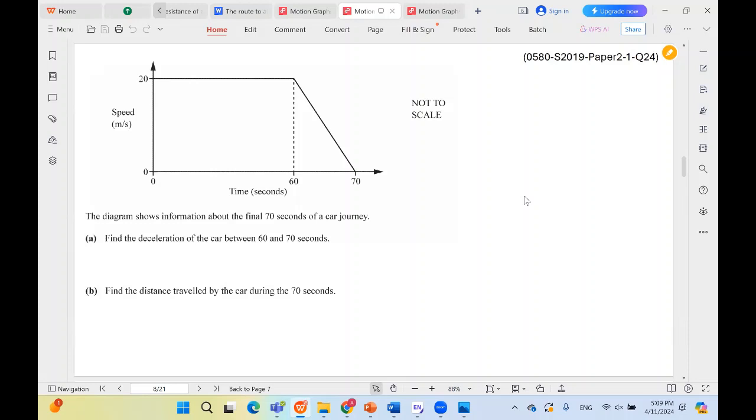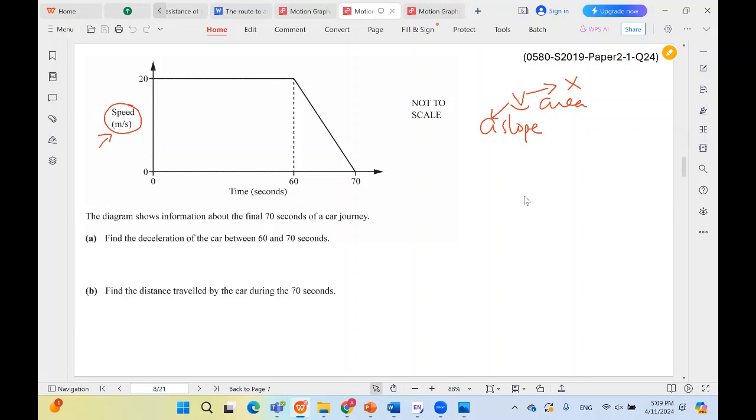The diagram shows information about the final 70 seconds of a car journey. Find the deceleration of the car between 60 and 70 seconds. So we go back to our model AVX. We know that if we're moving up, we get the area. If we're moving down, we get the slope. We're starting at V because this is a speed time graph. Just in case you're confused, I know that this is a speed time graph because of this label here.